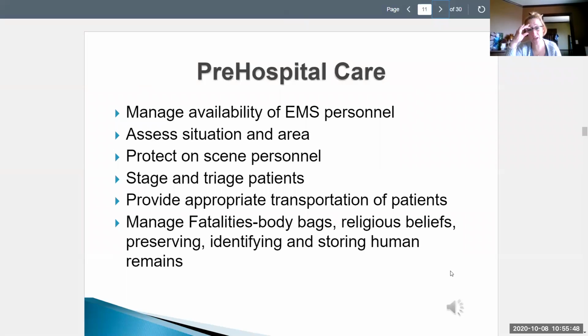So with pre-hospital care, you need to manage the availability of the EMS personnel, assess the situation in the area, protect on-scene personnel. So you always want to protect, if you are that first responder, you definitely want to protect yourself and assess the area and make sure you're not putting yourself in any danger. Stage and triaging patients, providing appropriate transportation, and managing fatalities. So body bags, religious beliefs, preserving, identifying, and storing human remains as well.